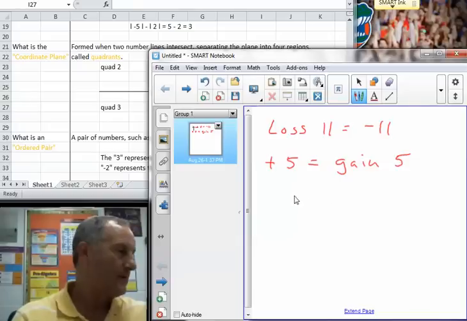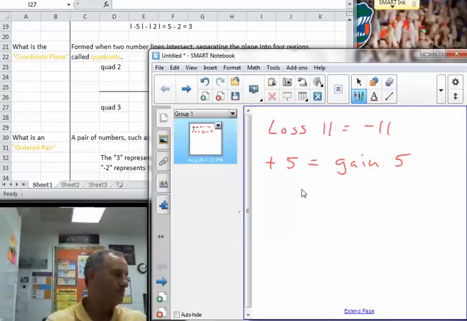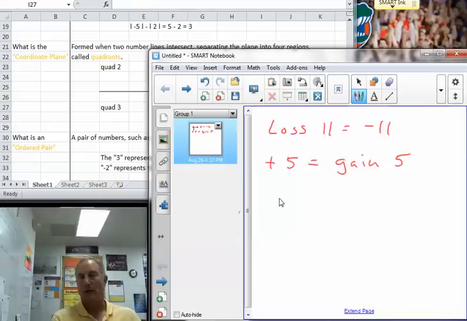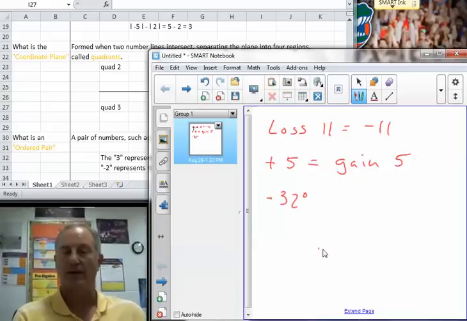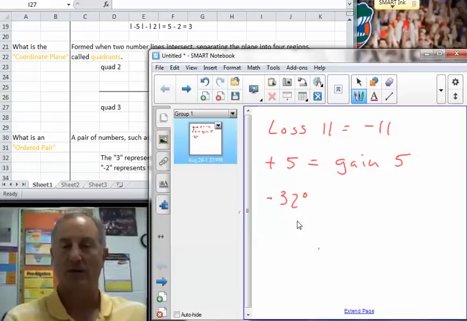If we wanted to show a negative 32 degrees temperature, we would do that, negative 32 degrees.